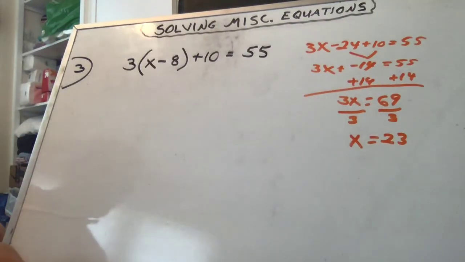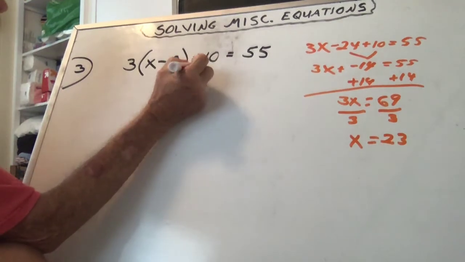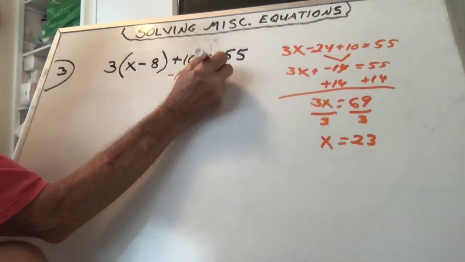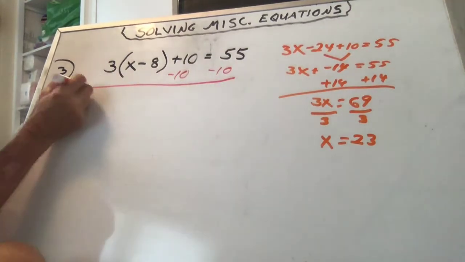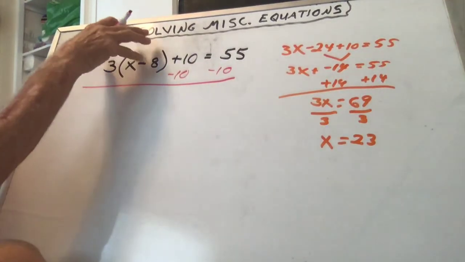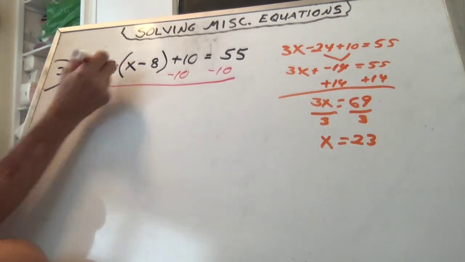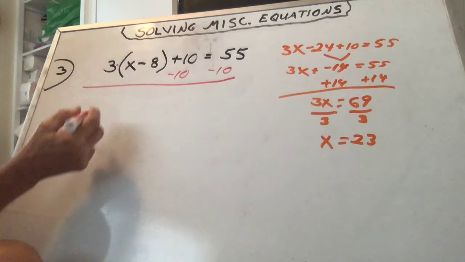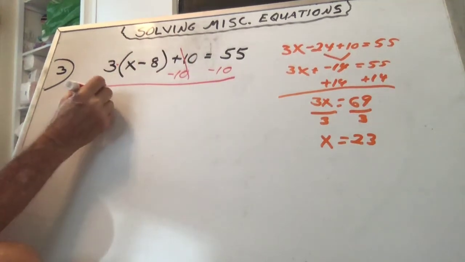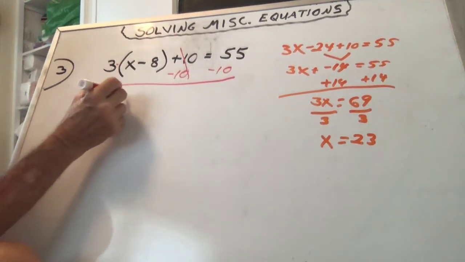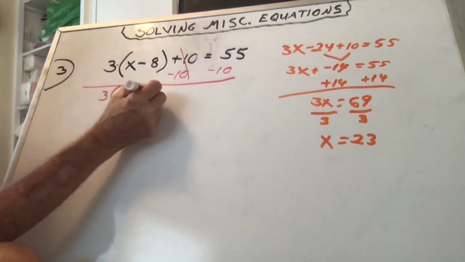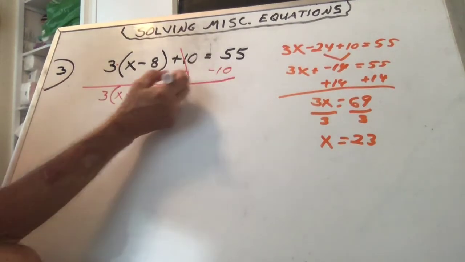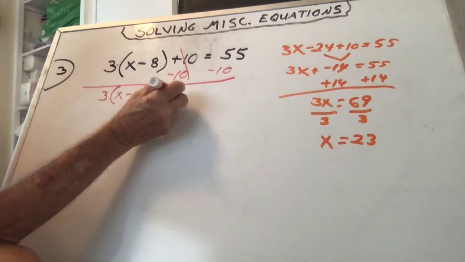Okay. You can do it a different way. Let's say instead you go like this. We still get rid of what's being added or subtracted. Can't do this. Consider this locked together with multiplication. Can't get rid of the 8 because it's inside the brackets. That cancels. 55, take 10 away is 45.